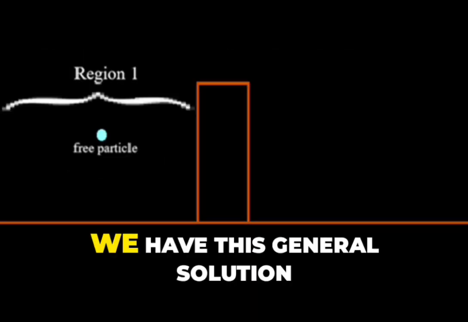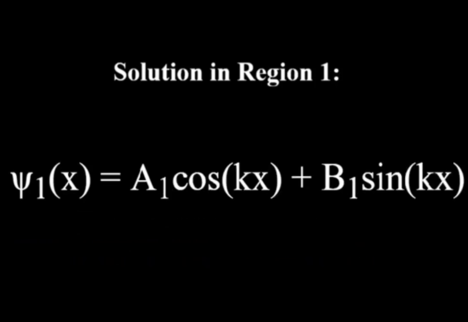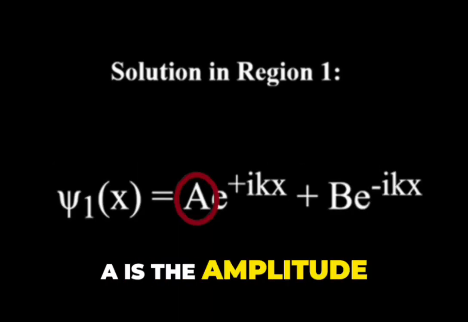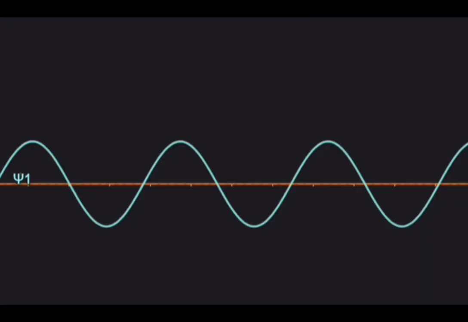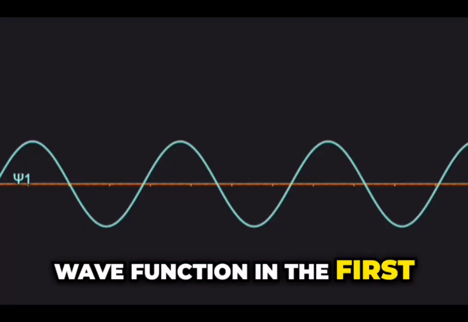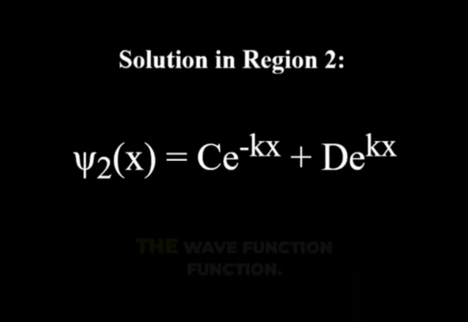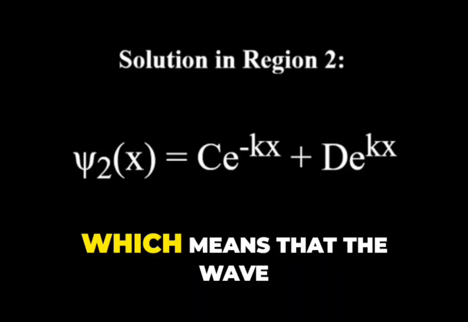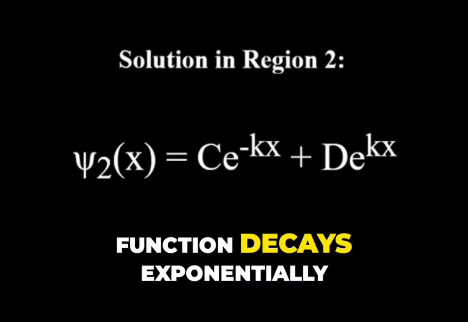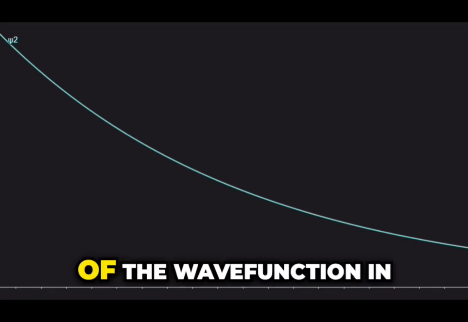In region 1, we have this general solution that can also be represented through this equation, which is an oscillating function. Here A is the amplitude of the incident wave and B is the amplitude of the reflected wave. This is the graph of the wave function in the first region. Now in region 2, this is the solution for the wave function. Over here we have an exponentially decaying wave function, which means that the wave function decays exponentially within the barrier region, and this is the graph of the wave function.